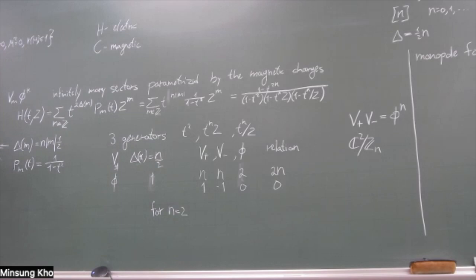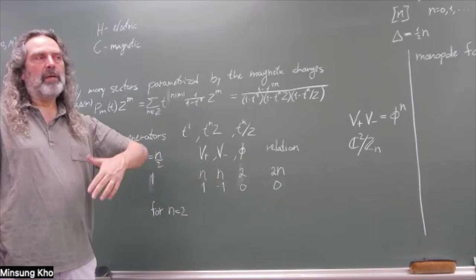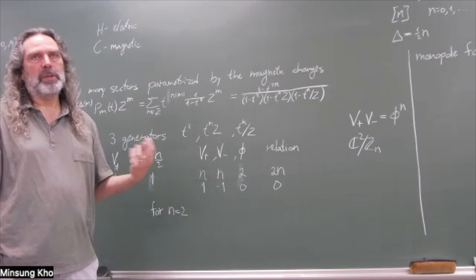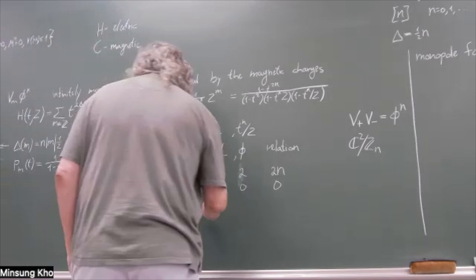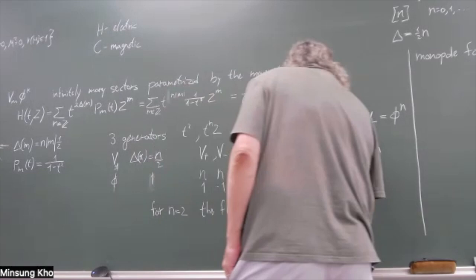But what happens for n equals 2? There's a symmetry enhancement. Very good. There is a symmetry enhancement because remember, we said the other day that at weight 2 under SU2R, we have the generators of the symmetry in the adjoint representation. So now instead of one of them, I have three. So the flavor symmetry is enhanced to SU2.